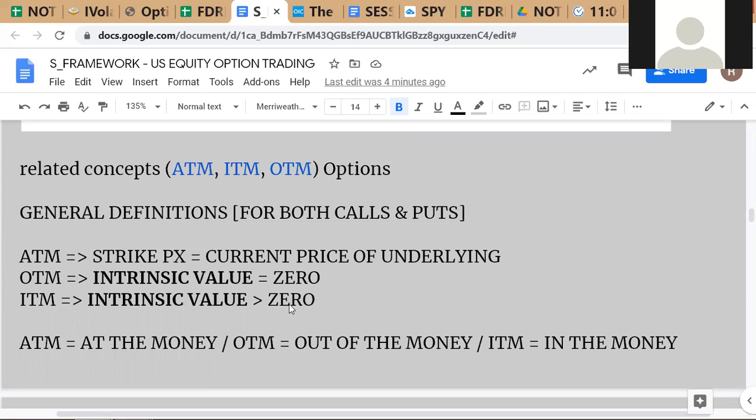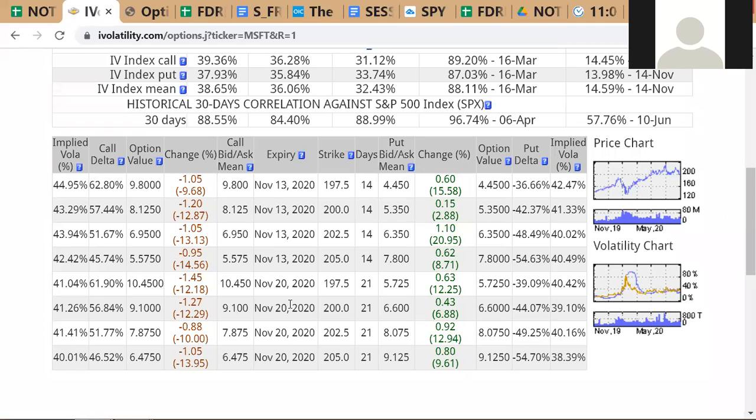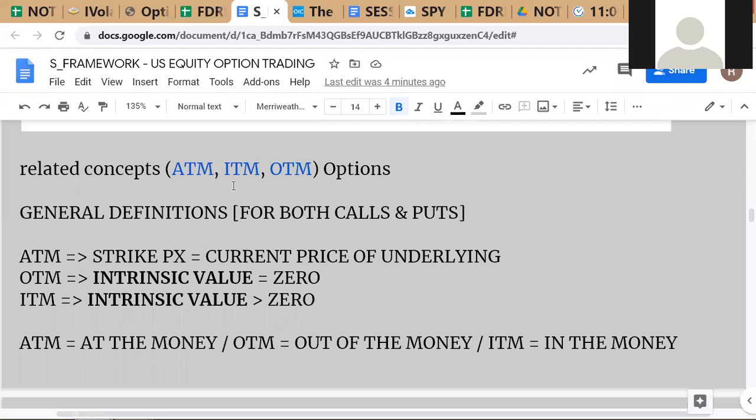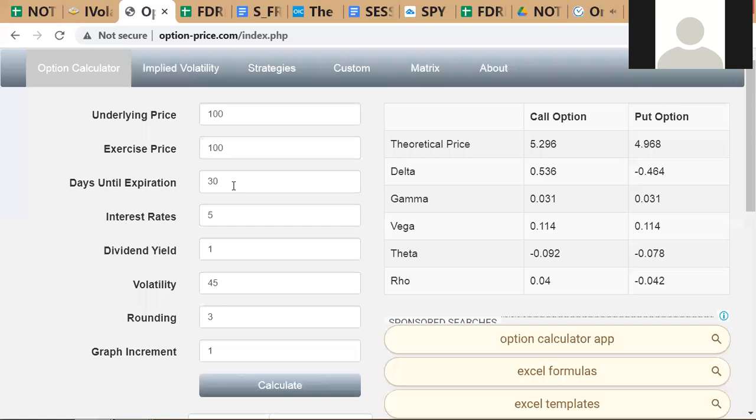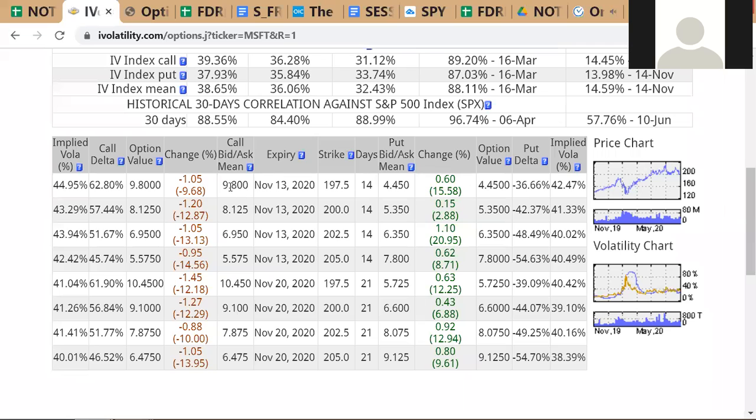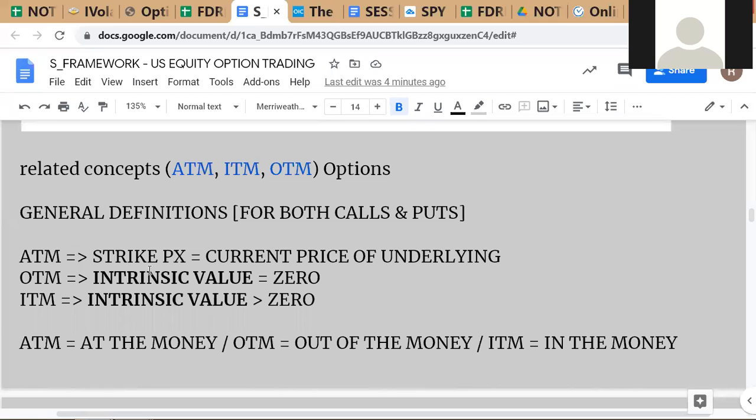So if you look at some options here, we discussed two options. This option is in the money, because in this case intrinsic value is greater than 0. We discussed two options. This option is in the money because the IV is greater than 0. Okay, so that's why it's in the money.